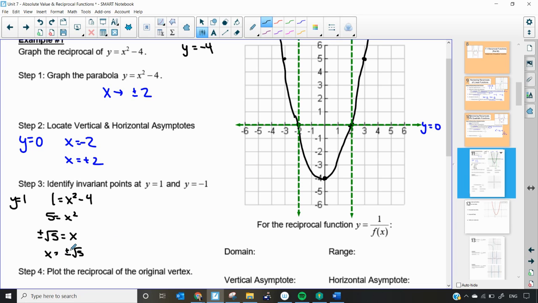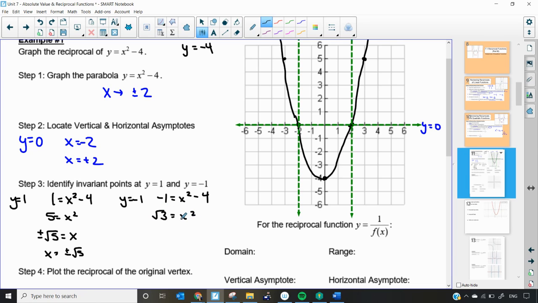We could, or not accurate, but a rounded value so that we have an idea where to plot it on the graph. Our next step will be to check y equals -1. So we're going to have -1 equals x squared minus 4. -1 plus 4 is 3. And I have 3 equals x squared.